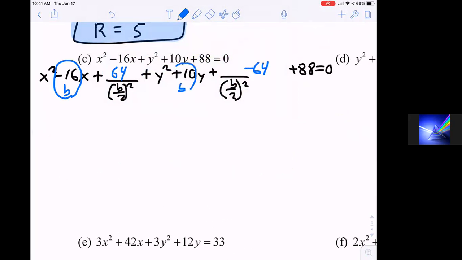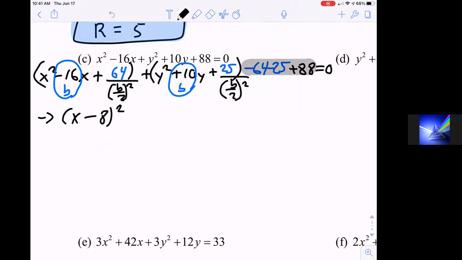My second b term is 10. Take half of that, which is 5. Square it, we get 25. So add 25 here, subtract 25 there. Let's go ahead and group your x and y terms and combine all three of these numbers here. And we get x minus 8 quantity squared plus y plus 5 quantity squared. And if we add -64 plus -25, that's -89, plus 88, this whole thing adds up to -1. Then of course equals 0.